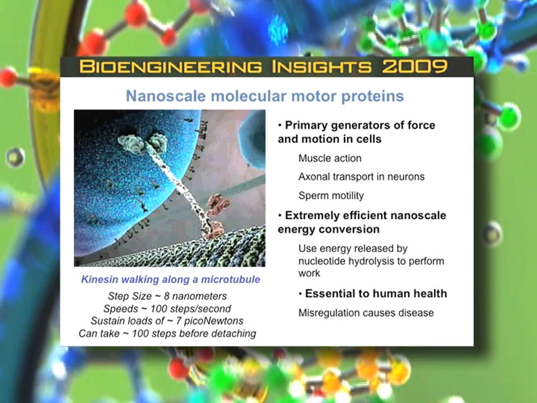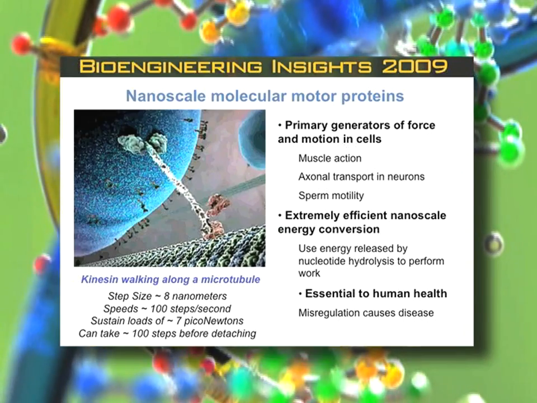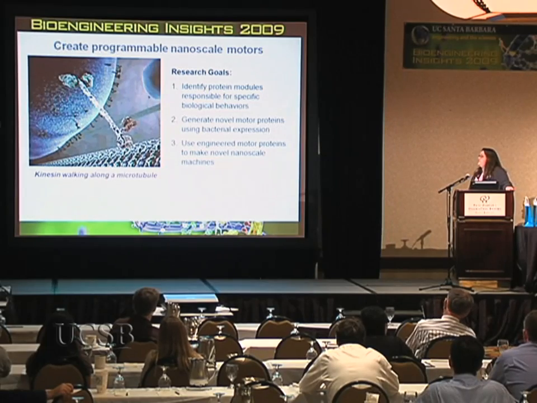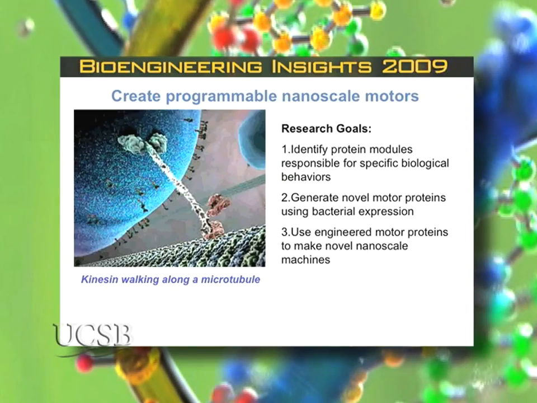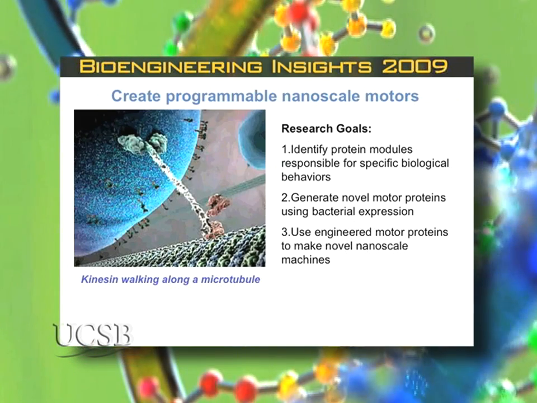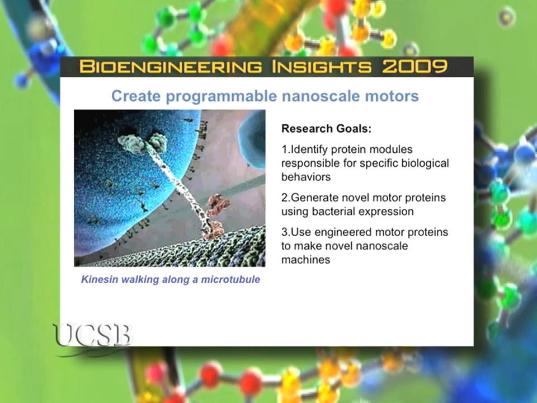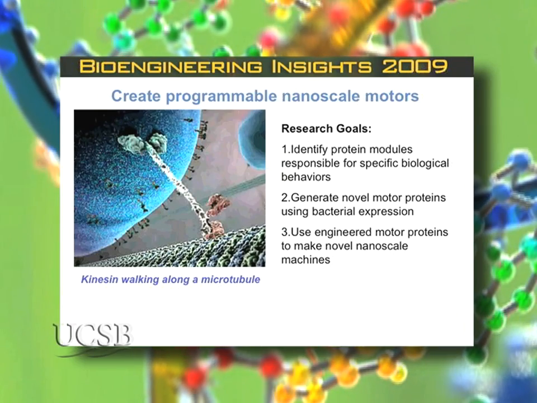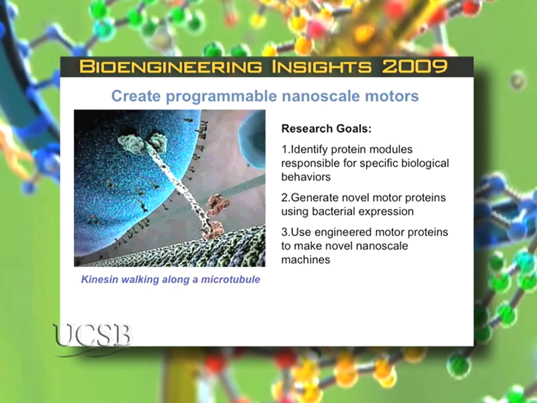So we're interested in understanding the molecular mechanism of these systems. Of course, they're essential to human health. If you have misregulation of kinesins, you will inevitably cause disease. So our research goals are to identify protein modules that are responsible for specific behaviors, then generate novel motor proteins using bacterial expression, and use those engineered proteins to make novel nanoscale machines. And these are really our engineering perspectives, but it gives us a sense of being able to connect specific parts of this protein to specific behaviors. And our goal is, if we can understand those behaviors and we can modulate those behaviors, then we can understand how these proteins act in the context of larger assemblies and act in the context of larger systems.